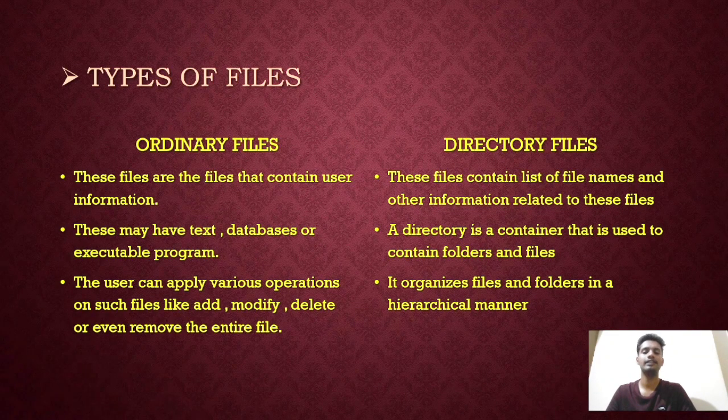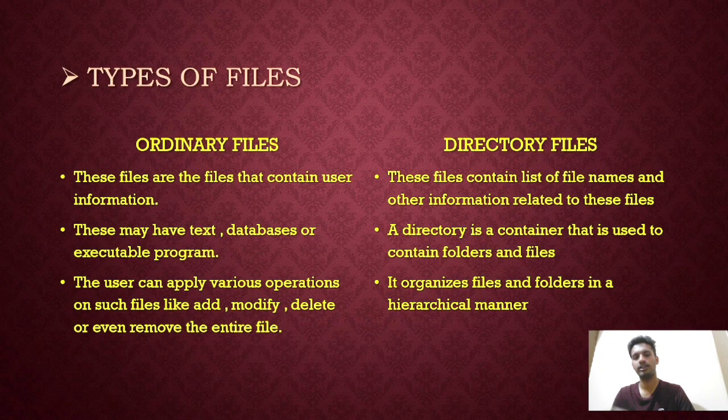Directory files. These files contain a list of file names and other information related to these files. A directory is a container that is used to contain folders and files. You can store all your files in a particular directory, and it'll actually keep them safe. It organizes files and folders in a hierarchical manner. We follow a particular order in which the files are stored. For example, it can store them name-wise, in alphabetical order.